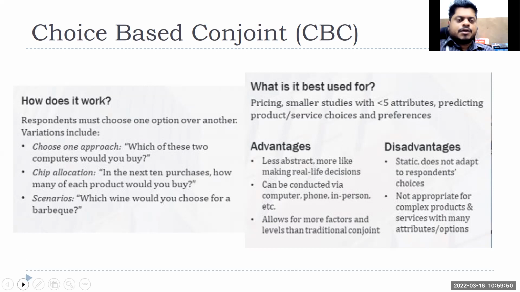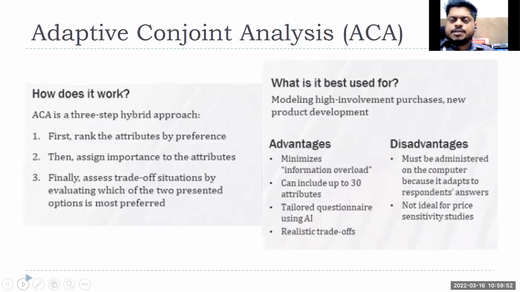Then there is something called adaptive conjoint analysis. This is where I am asking the customer to first rank the attributes, right? So let's say price, packaging, fat content, brand. Those are the 4 attributes which I showed you in that Excel file. First, I am asking them to rank those attributes. Which attribute is most important to you, right?